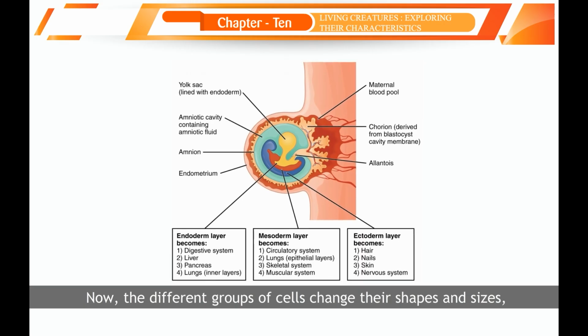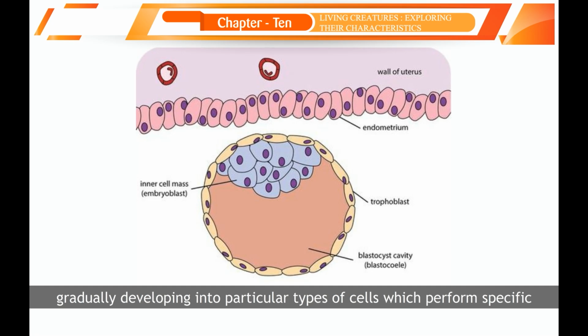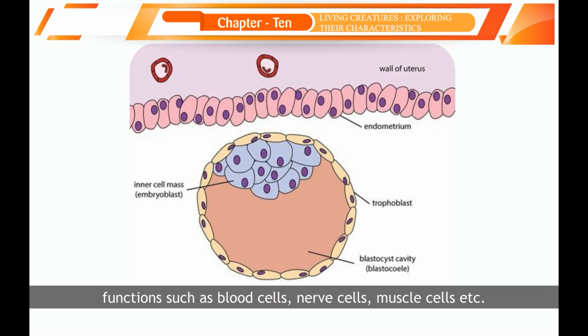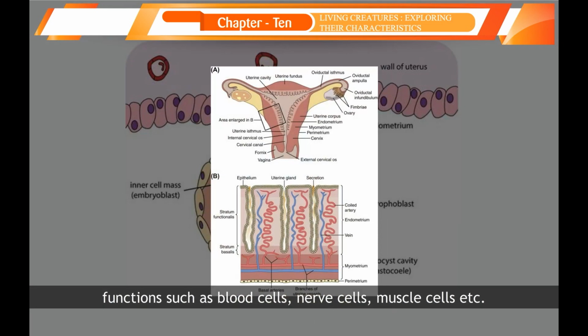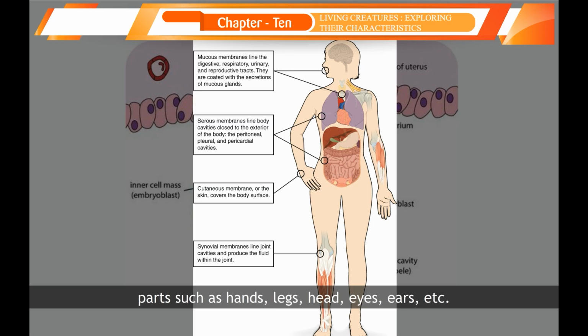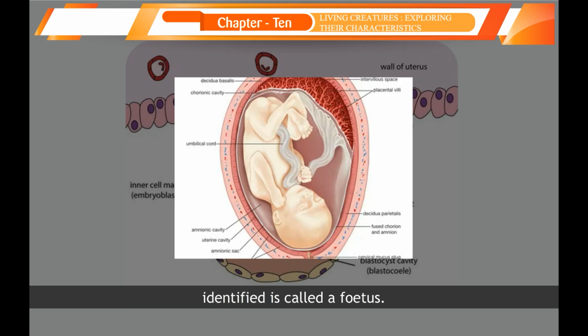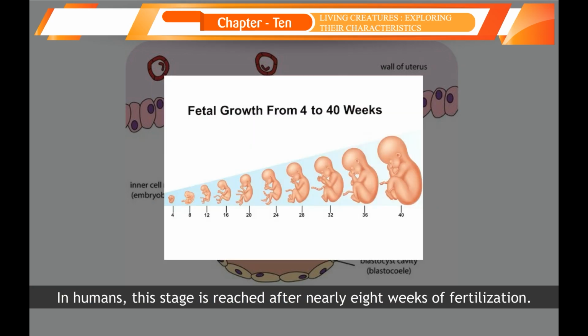The embryo continues to develop in the uterus. Now the different groups of cells change their shapes and sizes, gradually developing into particular types of cells which perform specific functions such as blood cells, nerve cells, muscle cells, etc. This process is called cell differentiation or cell maturation. These differentiated cells develop into different tissues, organs and body parts such as hands, legs, head, eyes, ears, etc. The stage of the embryo in which all the body parts can be easily identified is called a fetus. In humans, this stage is reached after nearly 8 weeks of fertilization.